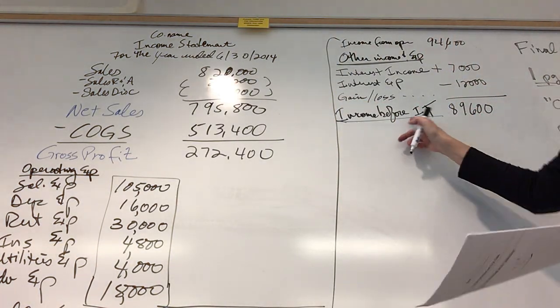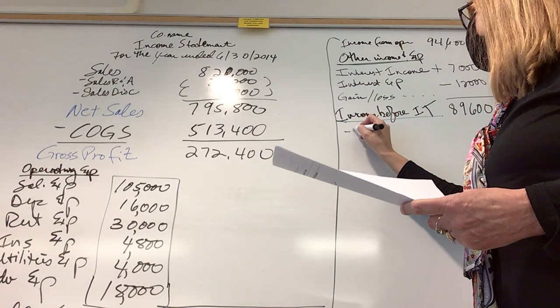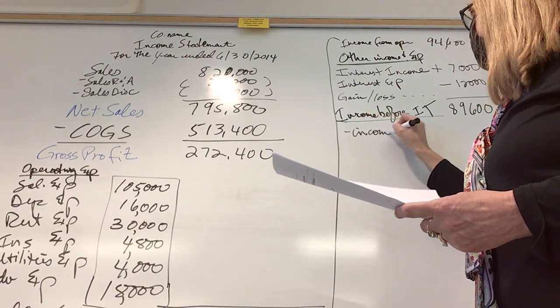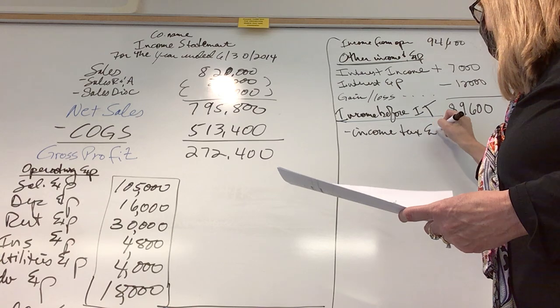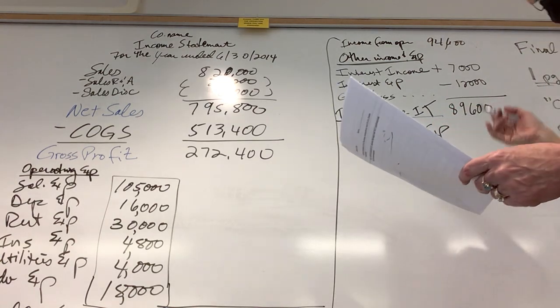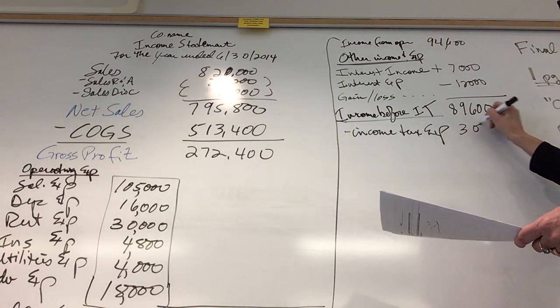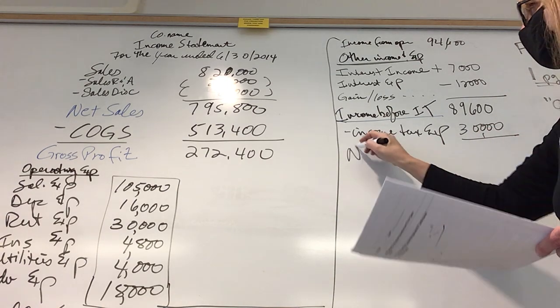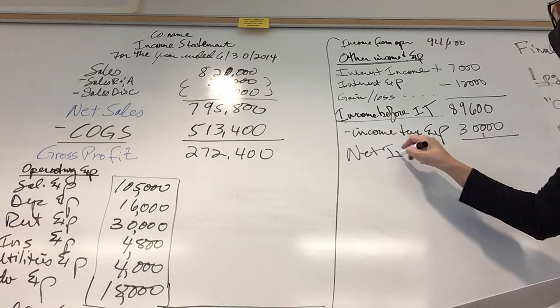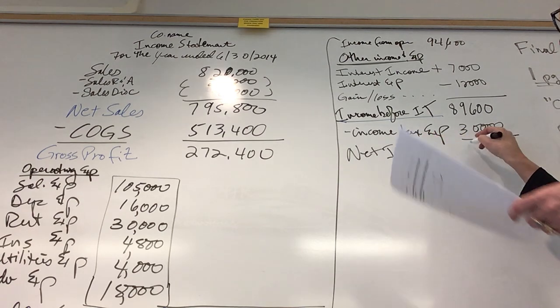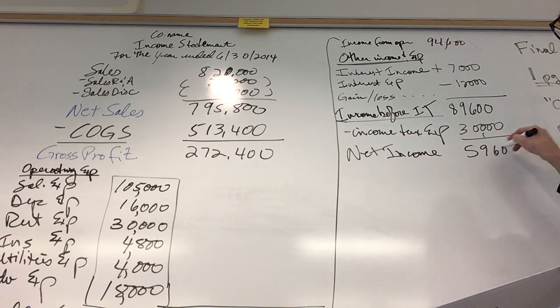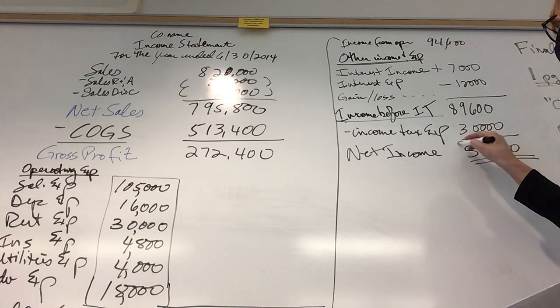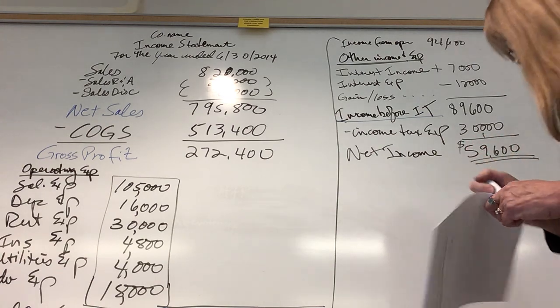Then, obviously, if this is income before income tax, we're going to subtract income tax expense. This is a corporation. We've been corporations all year. Corporations pay their own income tax. And now we have net income. So this is still the income statement. We're just doing lots of subtotals here. Okay?